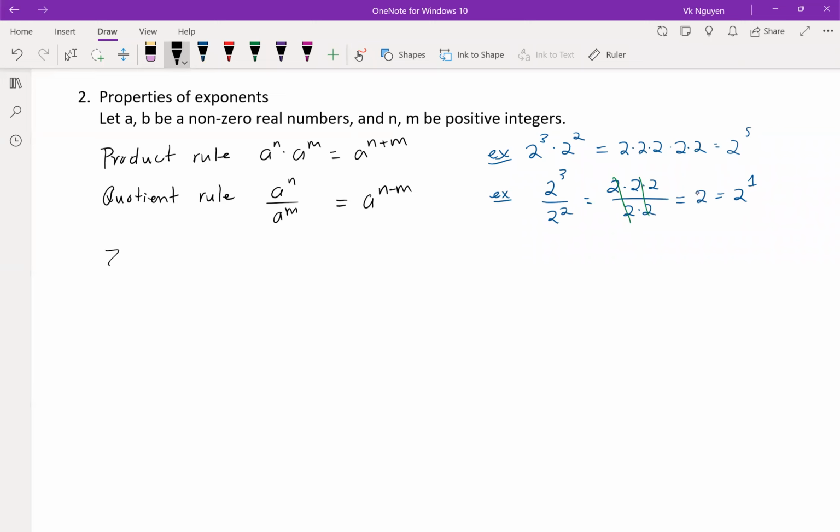Zero power. A to the power 0 is 1. Example, 2 to the power 0. Well, it's 2 to the power 1 minus 1. Just 1 minus 1 is 0. So using the quotient rule, we have 2 to the 1 over 2 to the 1, which is 1. Very nice.